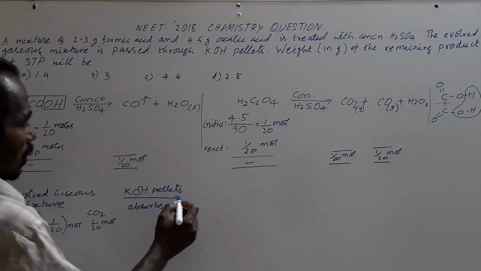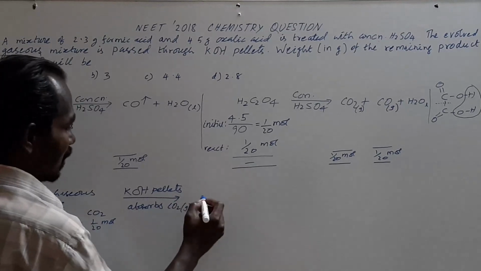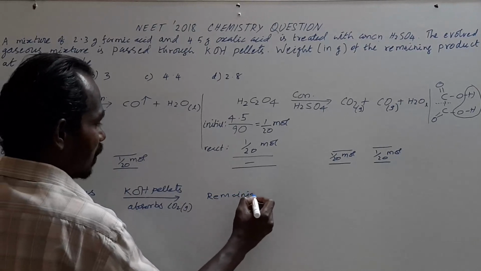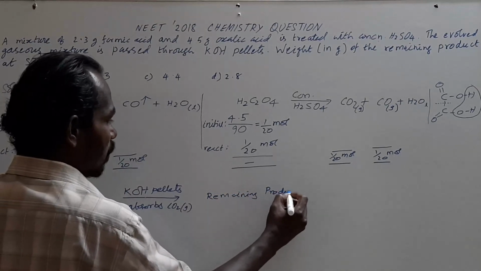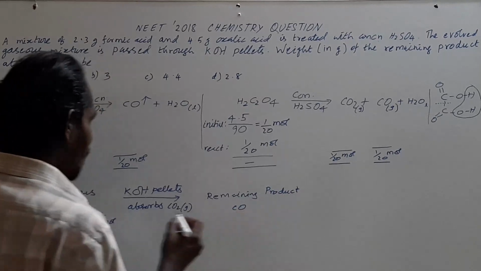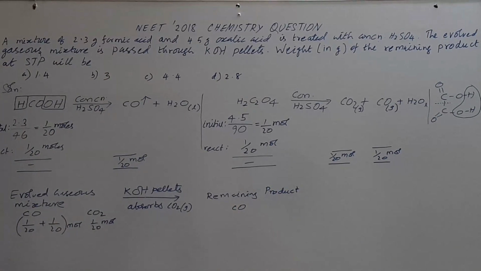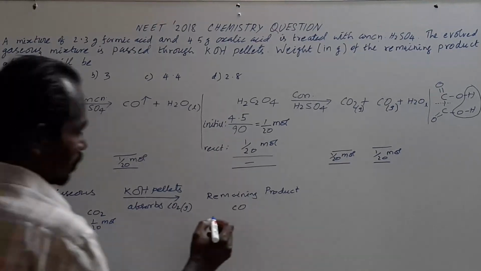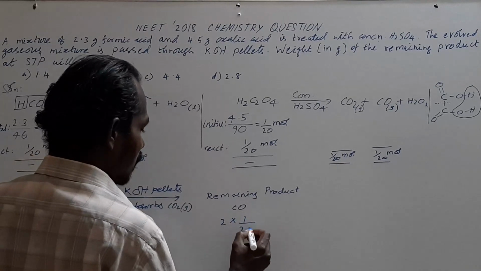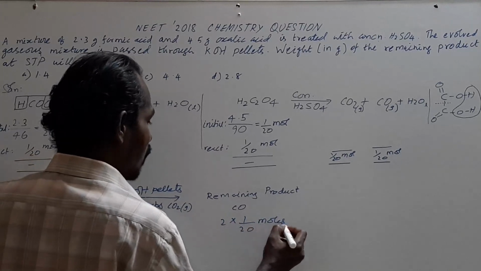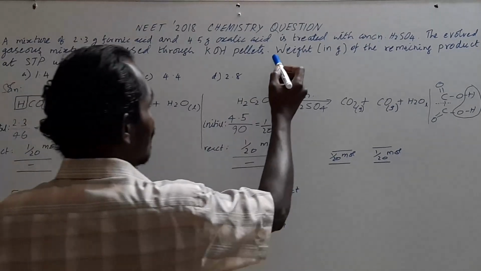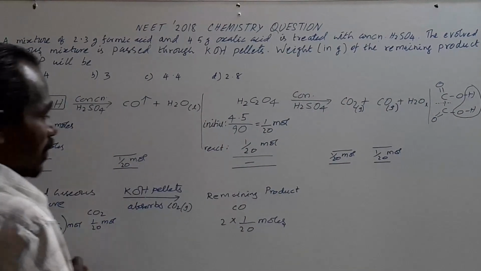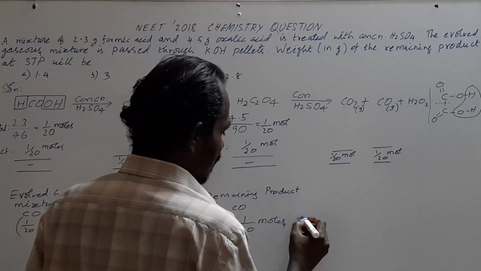Now, what is the resultant, or what is the remaining product? Carbon monoxide, which is not absorbed by potassium hydroxide. How many moles are there? Carbon monoxide, 2 into 1 by 20 moles, is present. What is the question asking? At last, see: weight in grams of the remaining product at STP will be. So they are asking about weight.